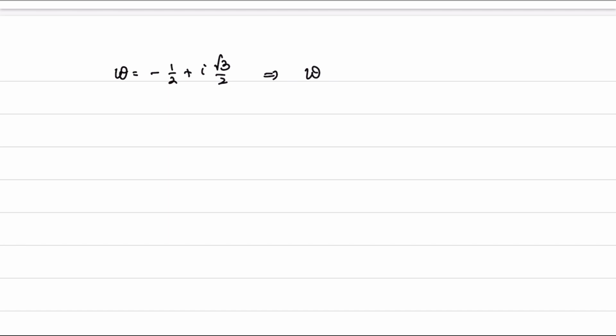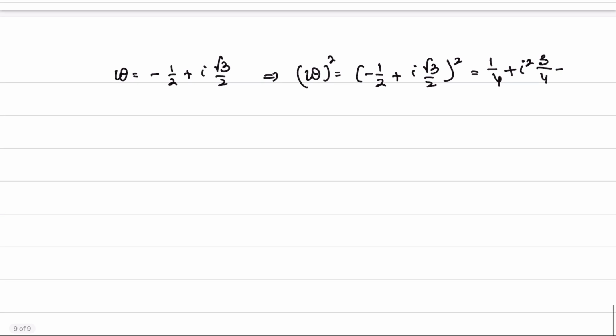That means omega whole square is equal to minus half plus i into root 3 by 2 whole square. That is equal to 1 by 4 plus i square into 3 by 4, a square plus b square, because it is a minus b whole square, a square plus b square minus 2ab. 2 into half into root 3 by 2 into i.